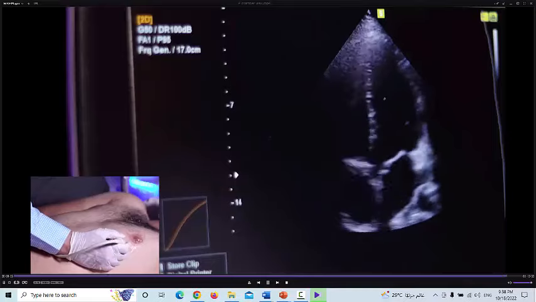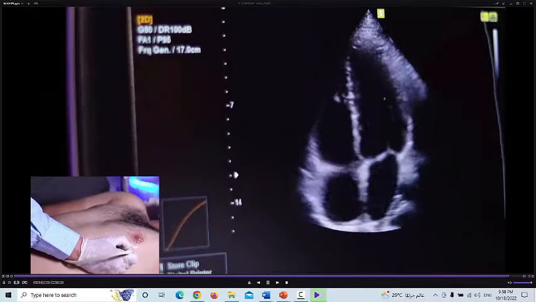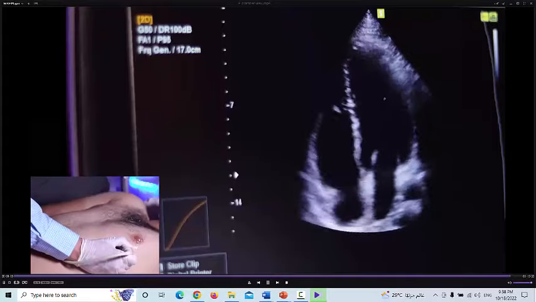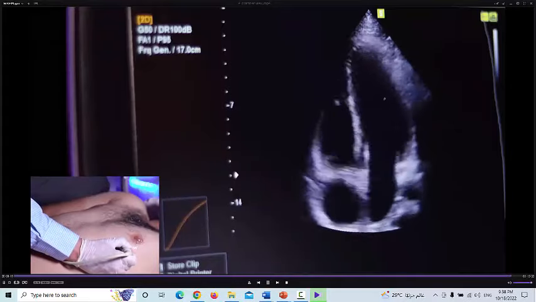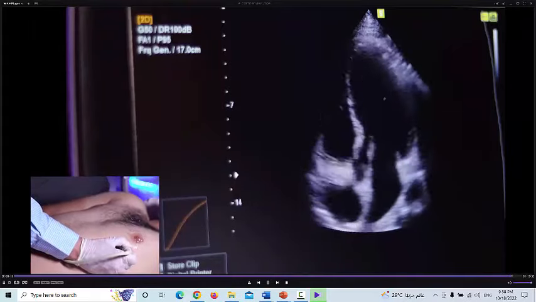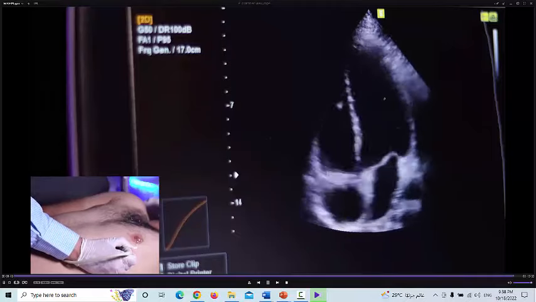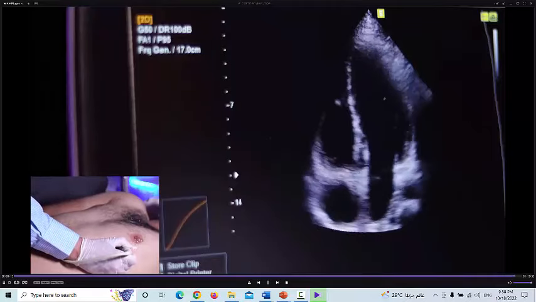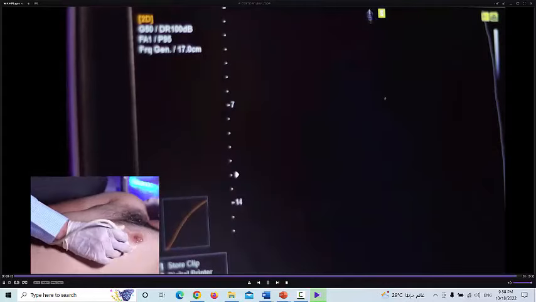What else can we do from the advanced critical care ultrasound point of view? We'll talk about the stroke volume determination and the diastolic function assessment. Okay.